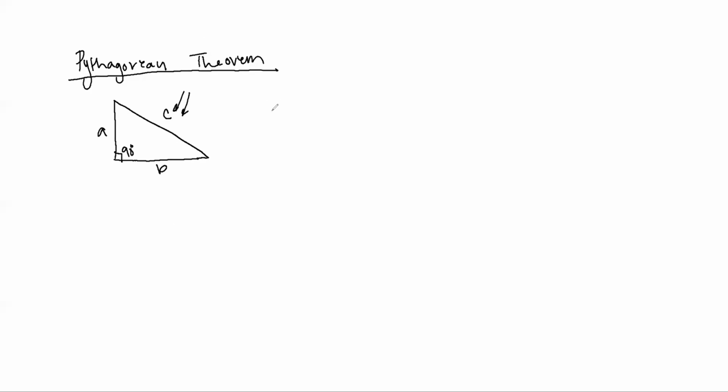So our Pythagorean theorem says if we square the two legs and add them, so A squared plus B squared, we get the hypotenuse squared. And this is true for any right triangle. No matter what, if you square the two legs and add them, you will get the hypotenuse squared. So let me write this in here. These are the legs, and this is the hypotenuse.